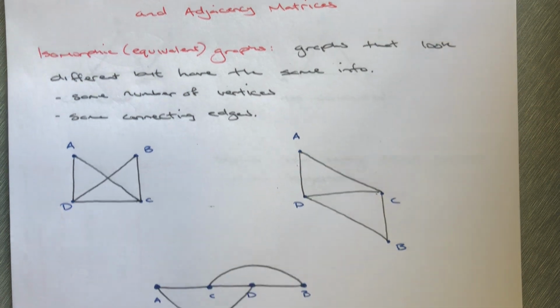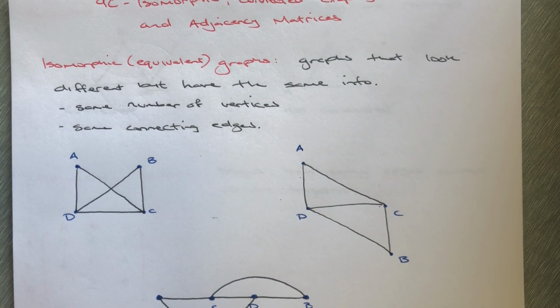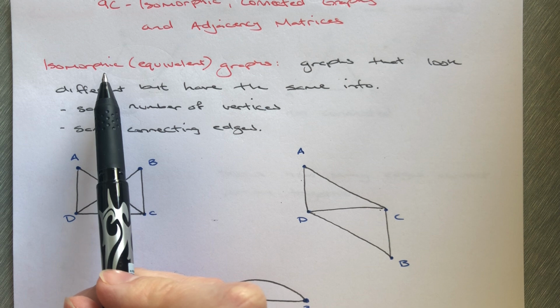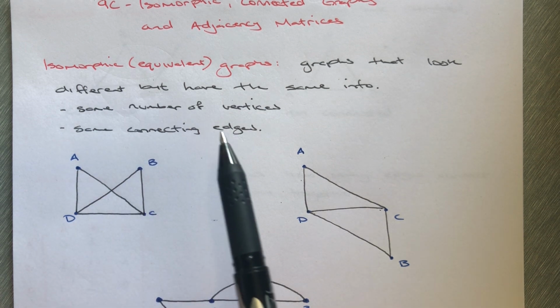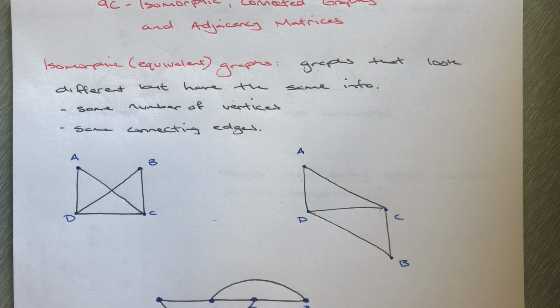Now another one, this one here, now this looks even different again. This one's also isomorphic to these two. It has the exact same connections, it's just the vertices have been moved to make it appear a little bit different. Okay, so again, the main thing is isomorphic graph means they have the same information, but they look slightly different because the vertices have been sort of moved or rearranged.